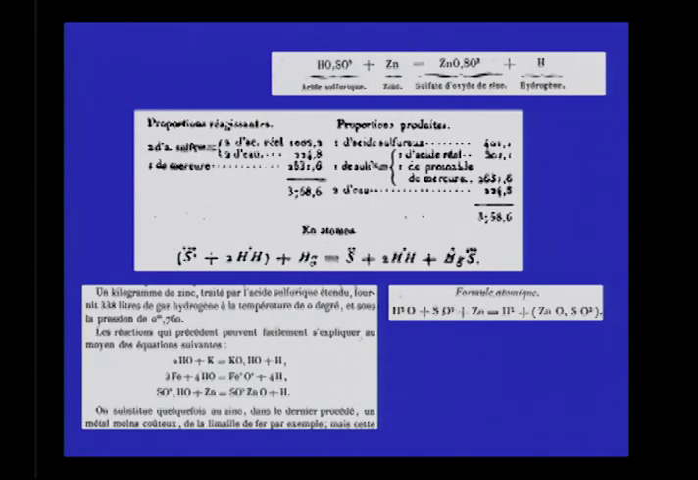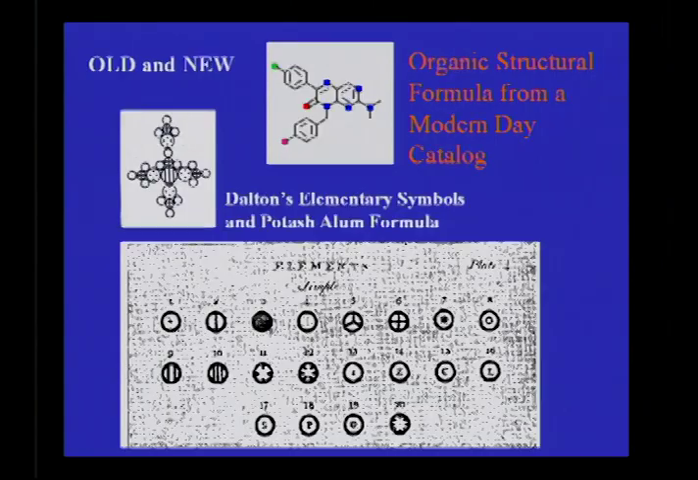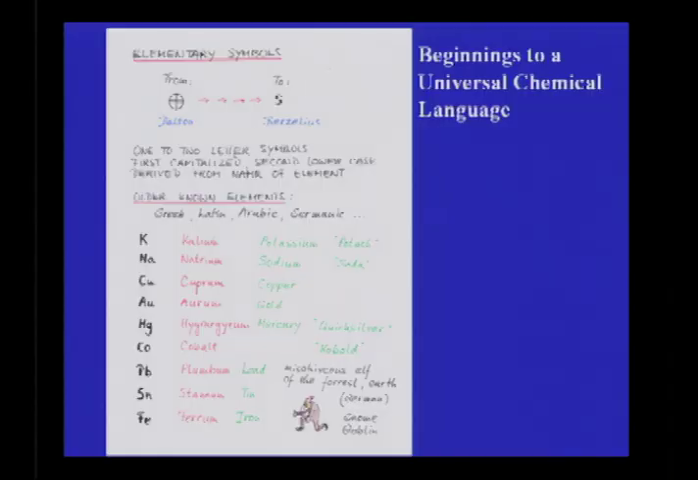Here we see chemical equations already looking more like we are used to today. And here we have a little scheme of some old and some new symbols and formulas. We see a modern day organic structural formula in a modern catalog. And here we see again Dalton's potash alum formula and his elementary ideas. So it is a long way to go from Dalton's symbol to a modern day symbol.